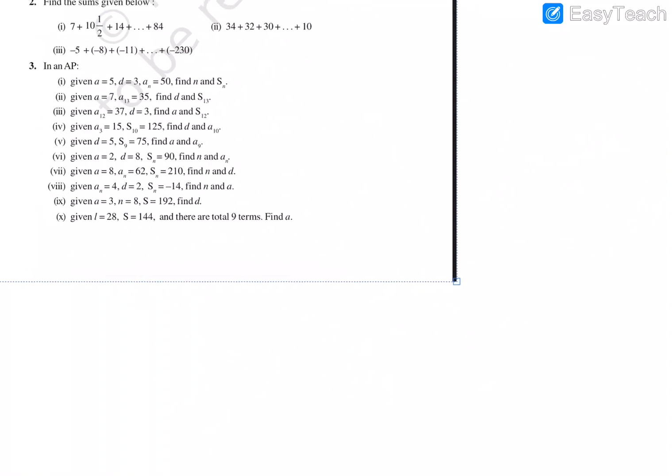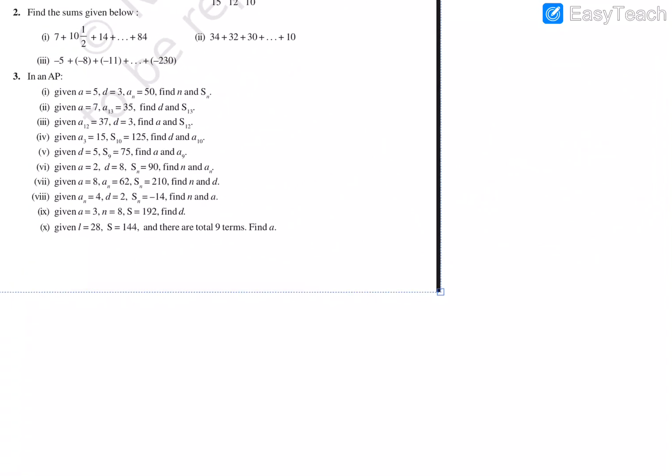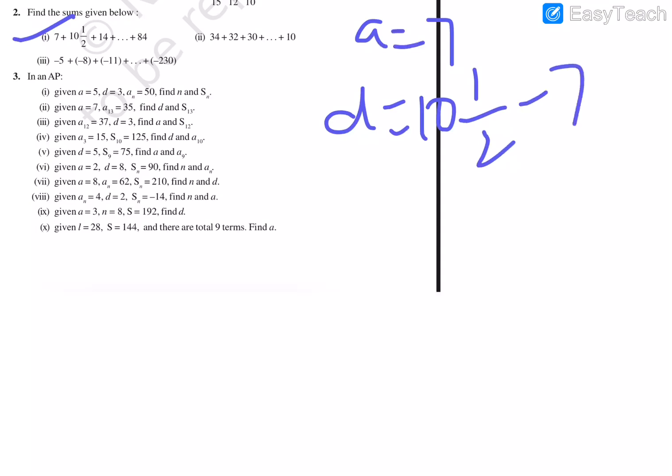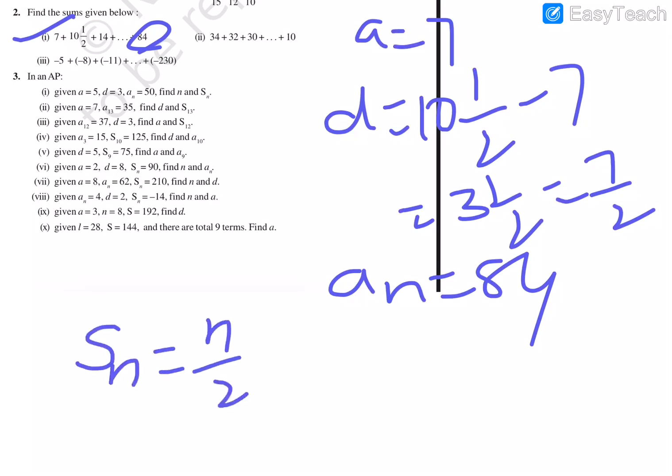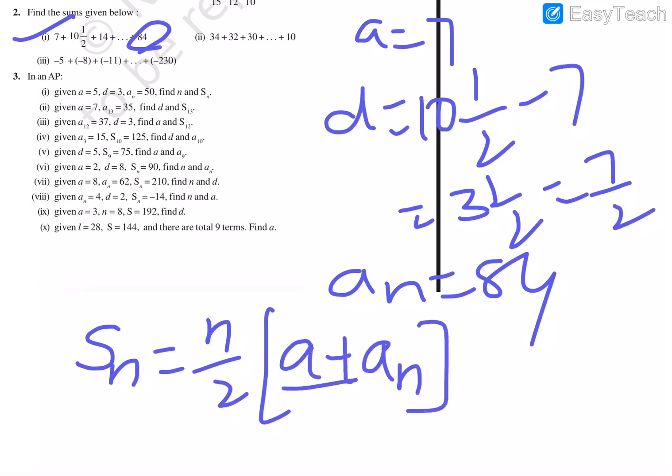Now moving on to this part, that is the second question. Here we have a is 7, d is equal to 10 and half minus 7, that is 3 and half, that is automatically 7 by 2. And the last term also we have, an is equal to 84. All you need to use is the very first formula that Gauss has told us, Sn is equal to n by 2 into a plus an. But here you have an, you have a. What you need is n. N value we don't have.